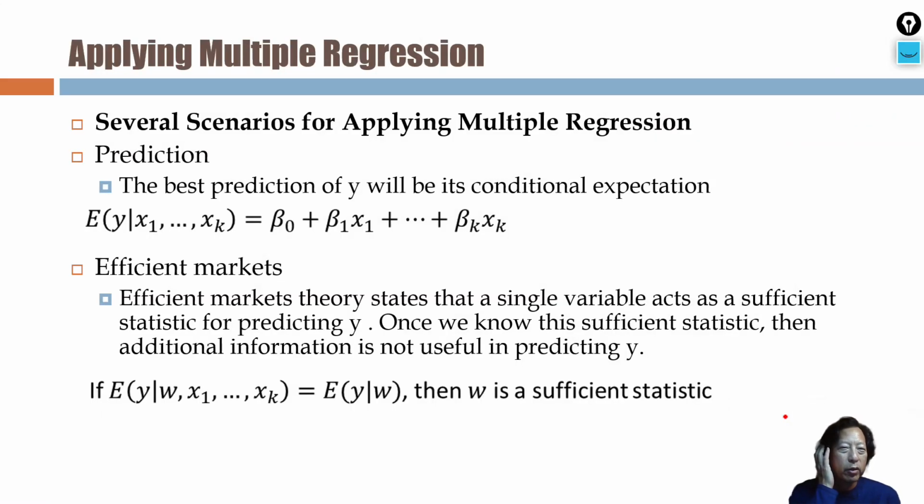So when can we use multiple regression? The first one is when we want to predict something. Using the past data, we are trying to predict new information. This is quite common.